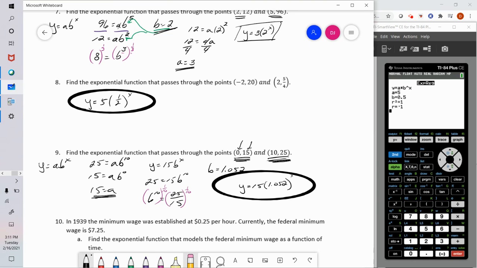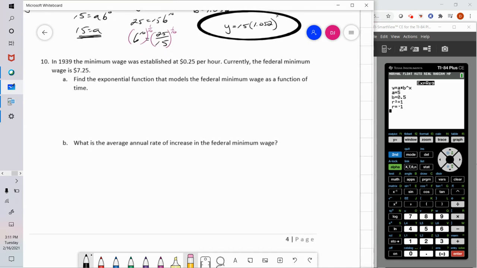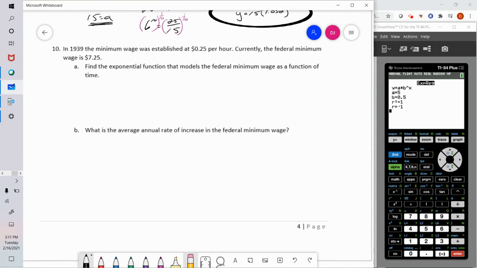Okay. So number 10, let's look at some applications. A lot of conversation these days about minimum wage.